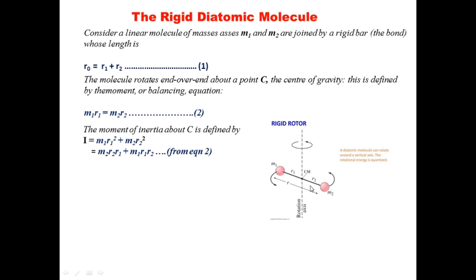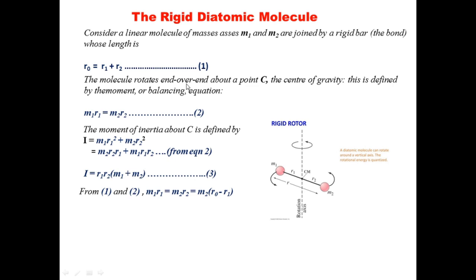So the moment of inertia about the point C is given by I, that is equal to m1 r1 square plus m2 r2 square. From equation 2 we can write m1 r1 is equal to m2 r2. So substitute m2 r2 instead of m1 r1, and m1 r1 instead of m2 r2. So this equation will become m2 r2 r1 plus m1 r1 r2, so r1 r2 into m1 plus m2.